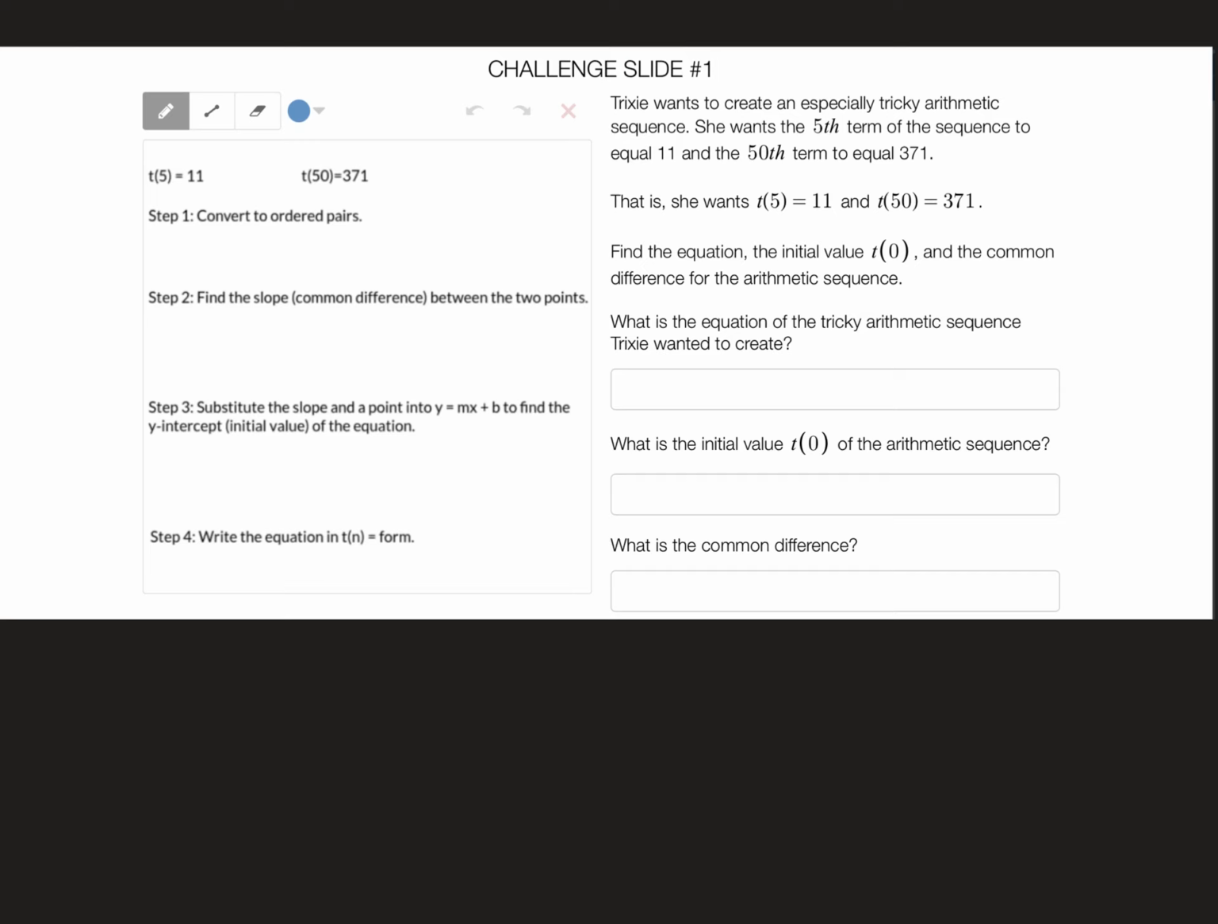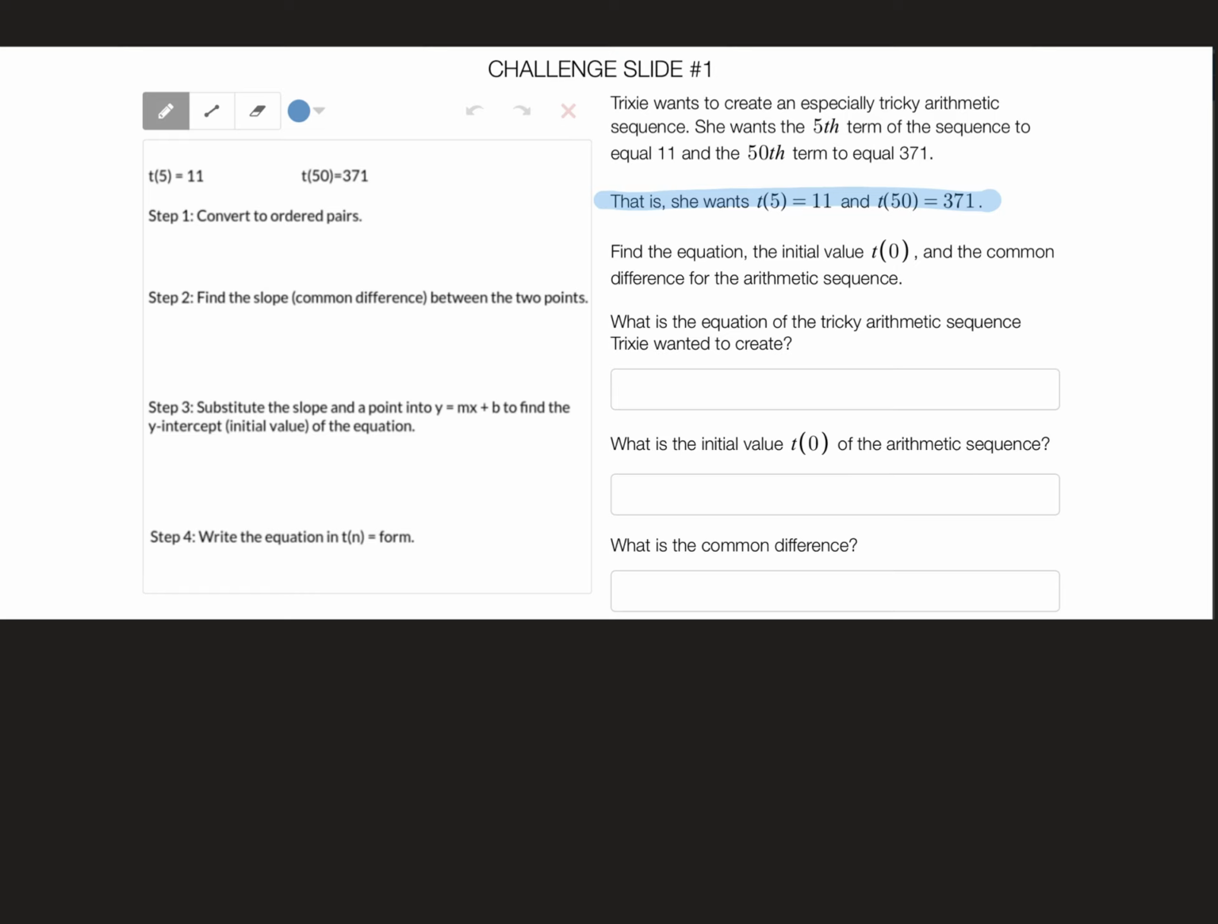Okay, let's see if we can work through this challenge together. So Trixie wants to create a tricky arithmetic sequence. She wants the 5th term of the sequence to equal 11 and the 50th term to equal 371. So they have shown you what that actually means here. T of 5 is going to be 11, and T of 50 is going to be 371.